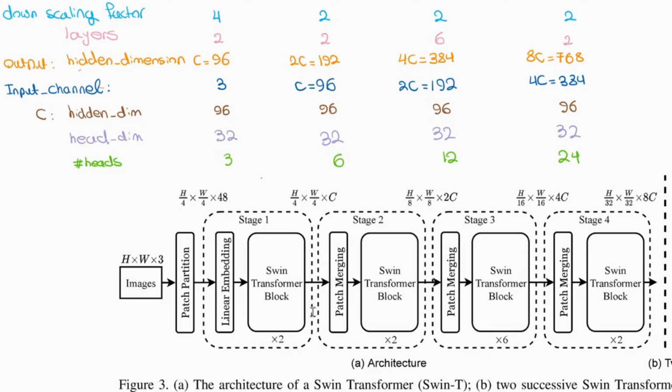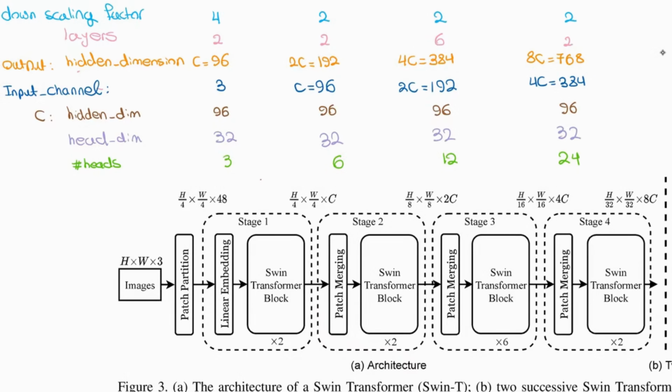Okay, let's look at figure 3 again. One of the things that we saw, when we have this hierarchic structure, is that for example we have the downscaling factor 4, 2, 2, 2 in the first line. Then we said that we have layers, the number of layers 2, 2, 6, 2. So one of the variables we showed in our class is called hidden dimension, and hidden dimension is basically the number of channels. For stage 1 it is 96, for stage 2 it is 2C or 192, for the third stage it is 4C, and for the last stage it is 8C, which is 768.